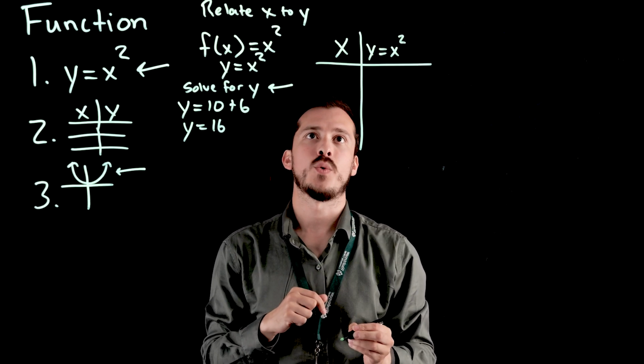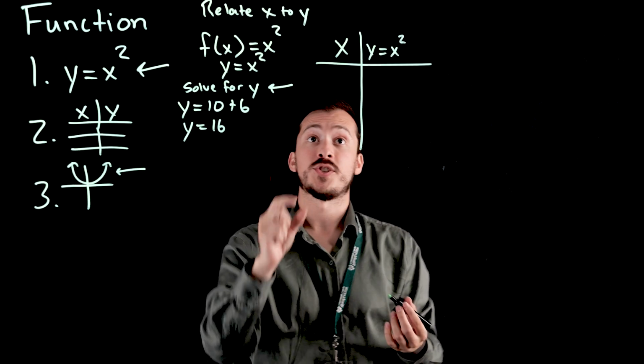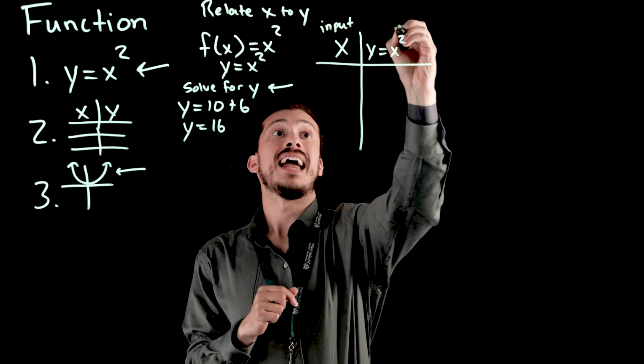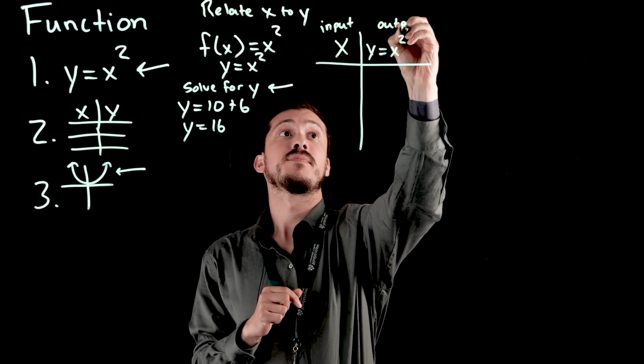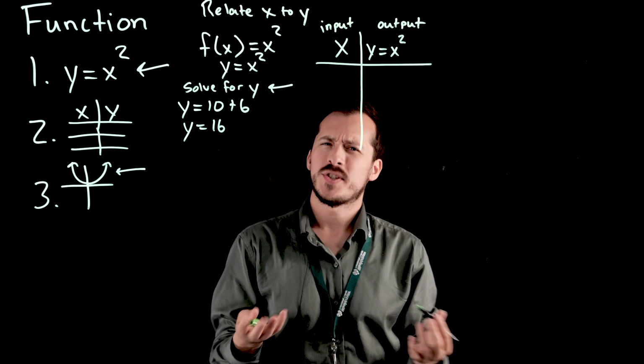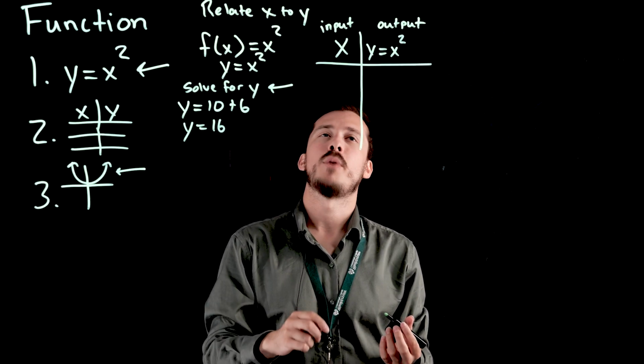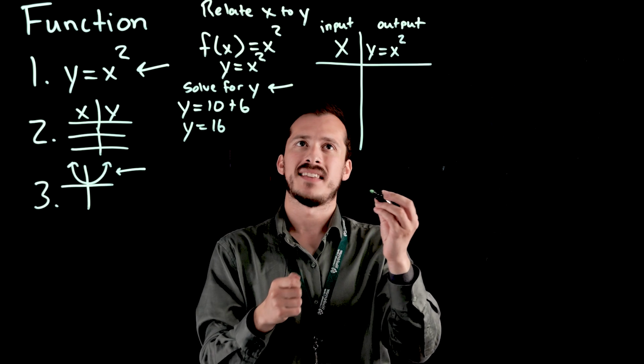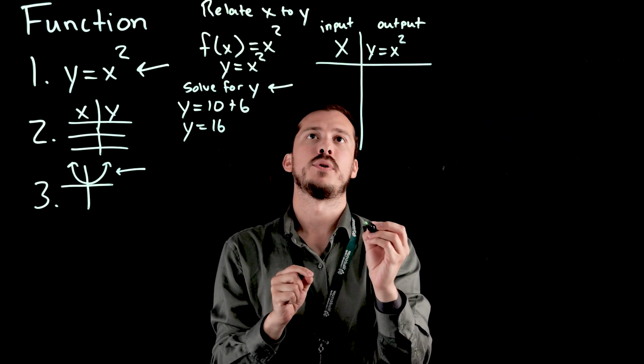Y equals x squared. You might hear some instructors talk about this as an input and an output. We use those terms, and it'll become clear in a moment why we do, but it's important not to forget this for your quiz or your test, that these are also inputs and outputs.